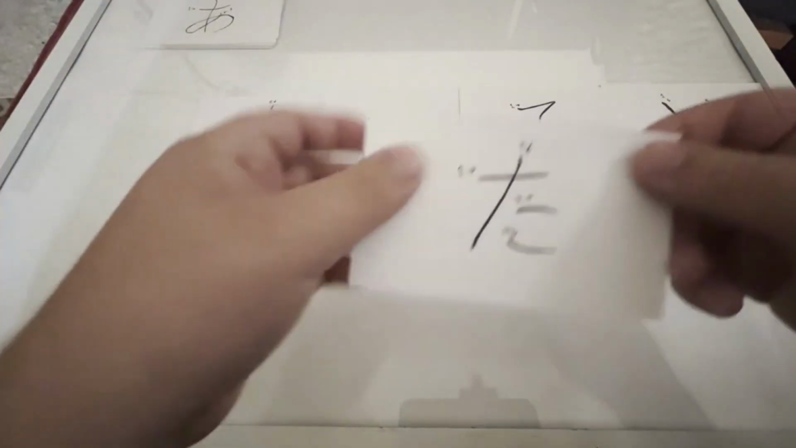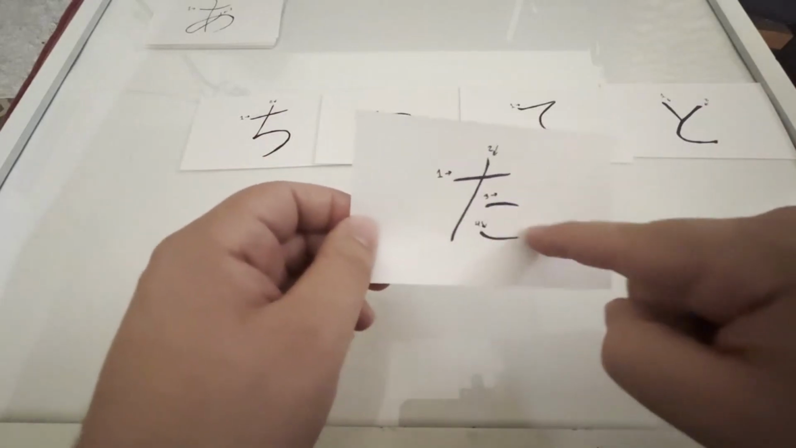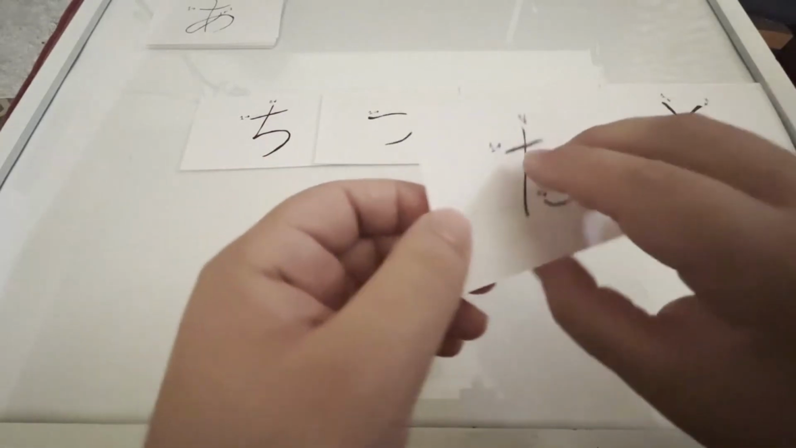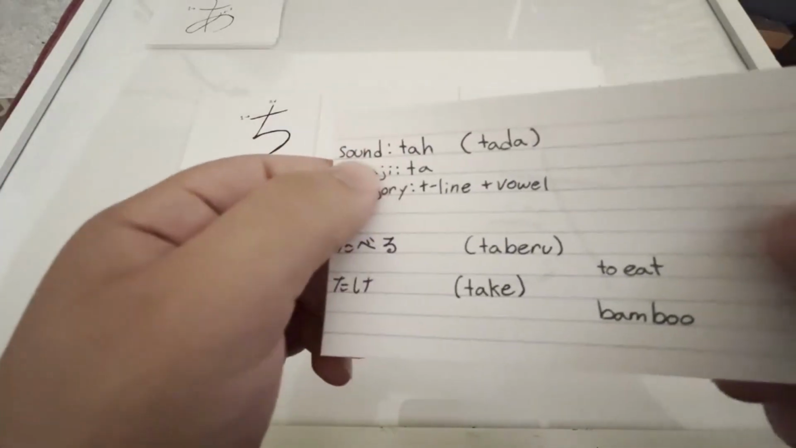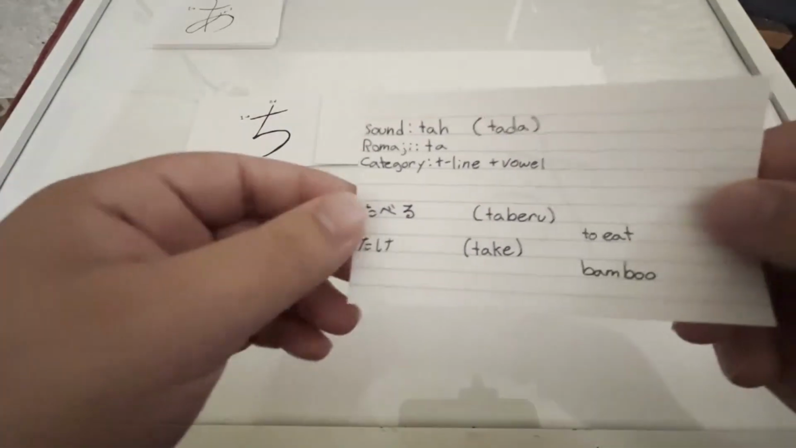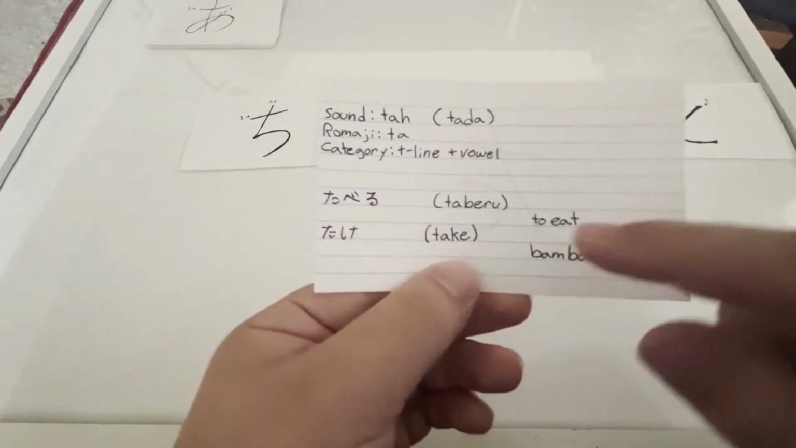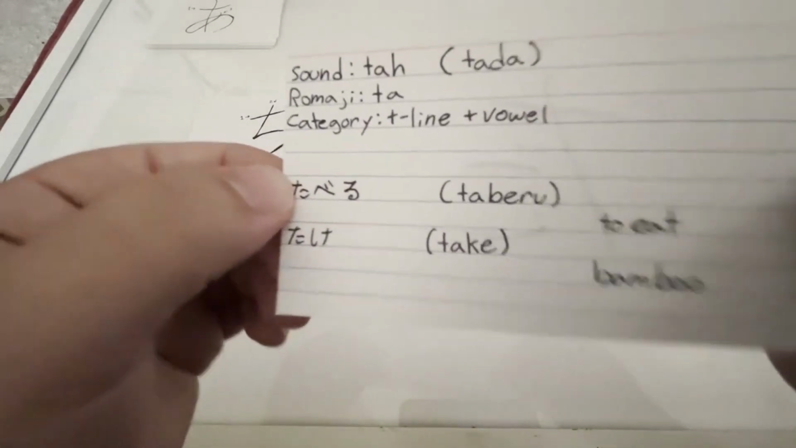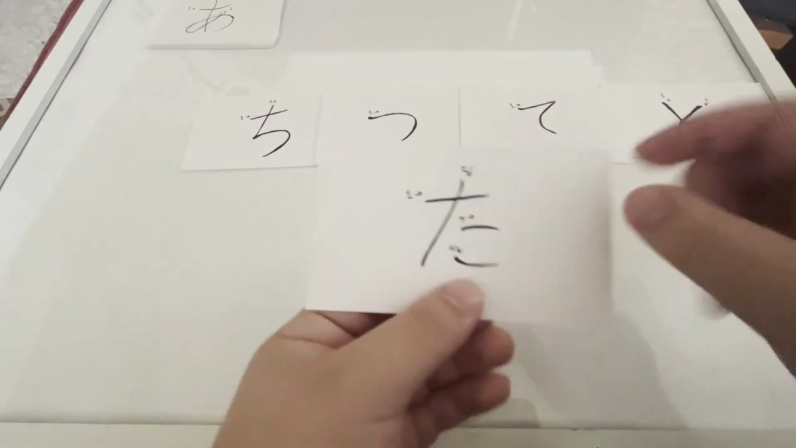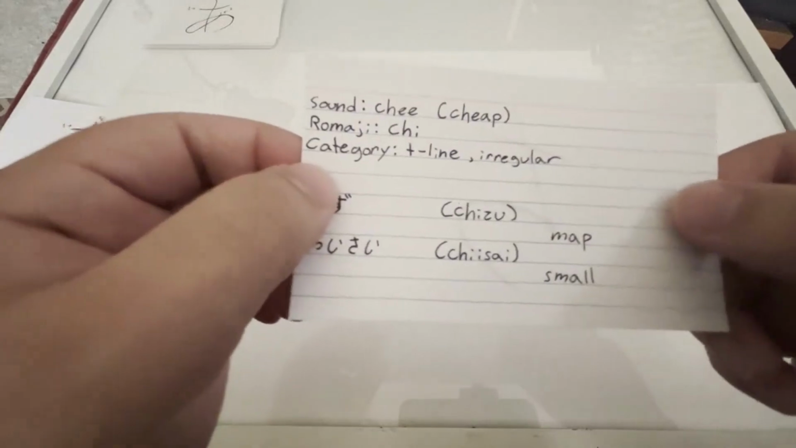So we have here ta, and the way I remember this is very simply, I just imagine this as a T and an A, and that's how I remember ta, because it's written just like that. And the Romaji is TA, and the sound is ta, like tada, it's very similar. And we see in the words for bamboo, which is take, or the word for to eat, which is taberu, and it's very, very easy, very simple. Let's remember, ta.